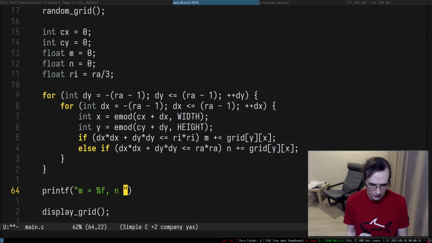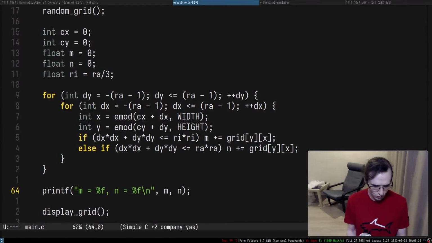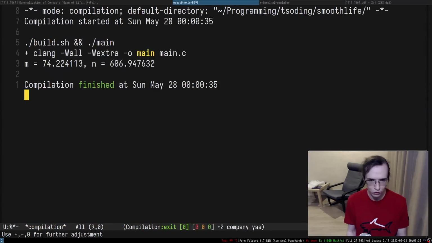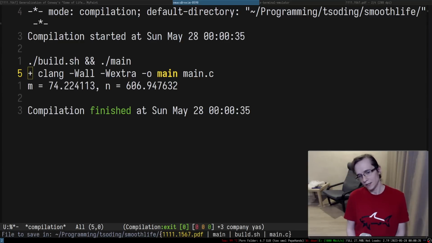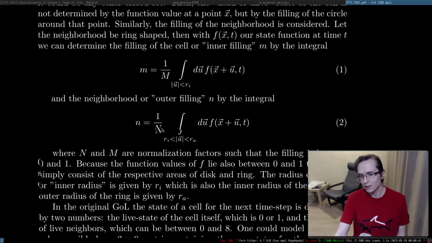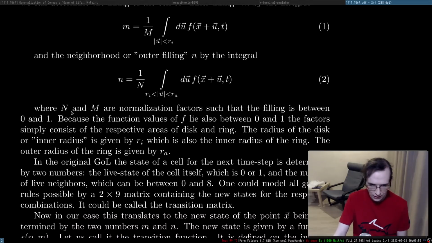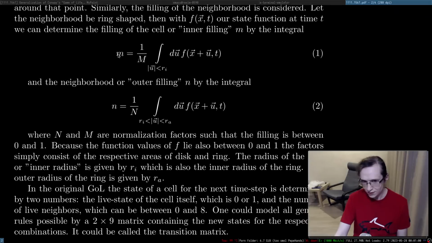So m is going to be equal to that, n is going to be equal to that. So m and n. There we go. Do we even see anything? I think I want to remove this entire stuff, and there we go. Right, so we get these two parameters. But here is the interesting thing. There is some sort of divided by m and divided by n for these values correspondingly. And this is what the paper says about these things: n and m are normalization factors, such that filling is between 0 and 1. So these values have to be between 0 and 1.